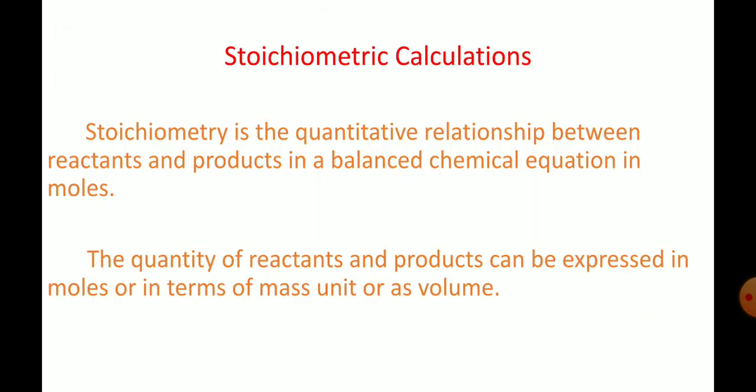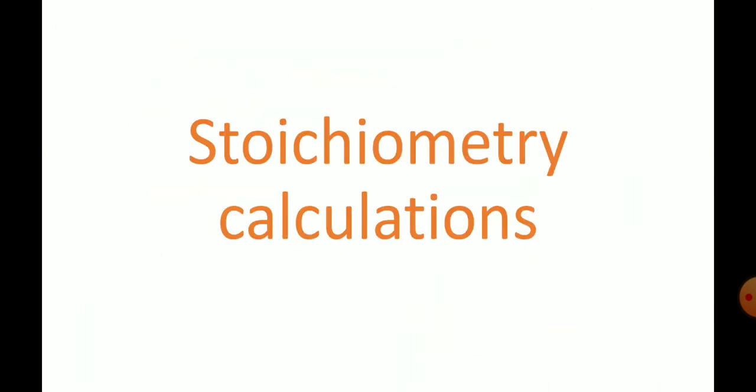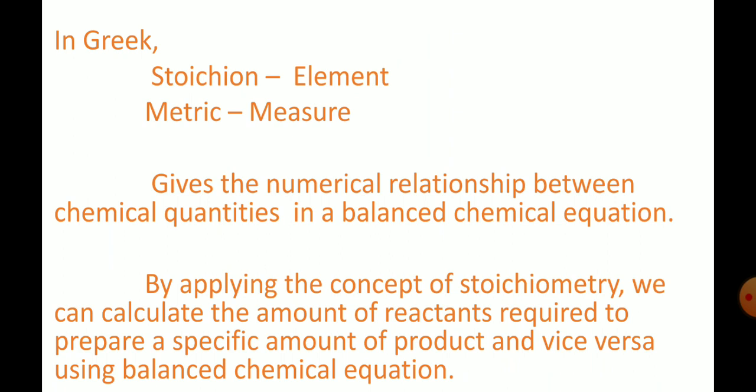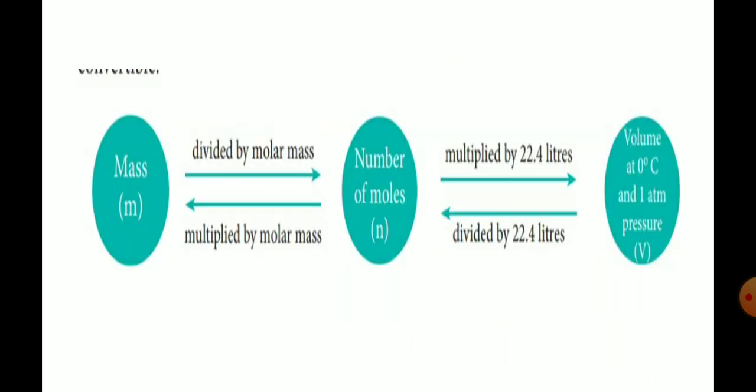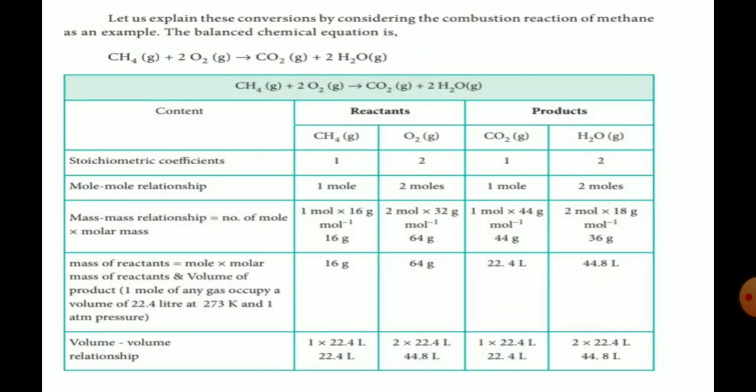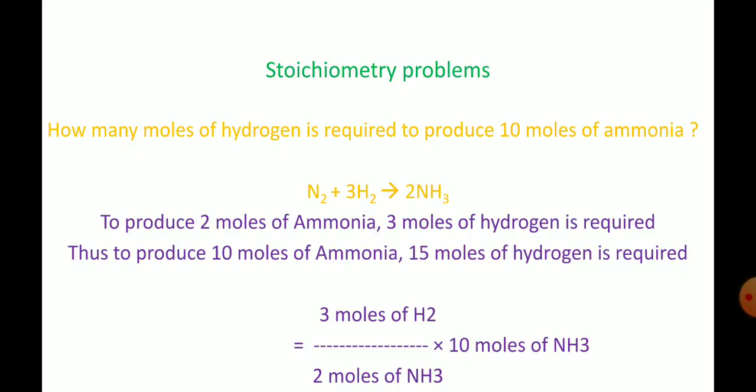Okay, so what are the things we have seen so far? Stoichiometry calculations. We have known what is called stoichiometry and what is called stoichiometry calculation. Then how to represent a chemical equation in terms of mass, in terms of number of moles, and in terms of volume. For a chemical equation, we have seen all those representations. And finally, we have seen a stoichiometry problem. The remaining problems will be given as homework.